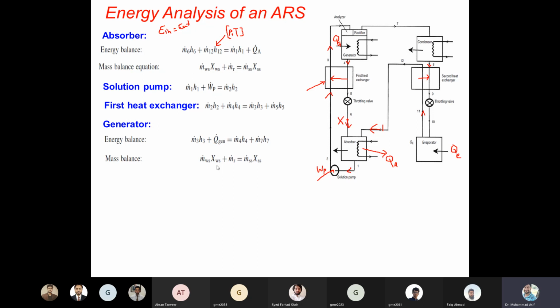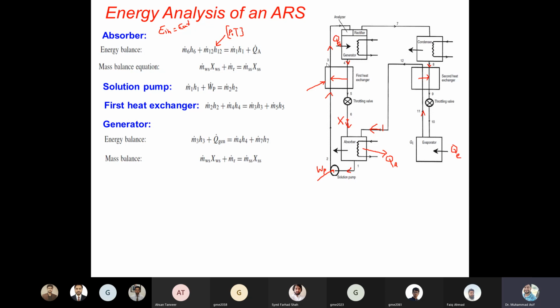And similarly, we can have the mass balance. So now forget about the heat. You only have to consider the streams for the mass balance. So how many streams are there? Just 3 streams. One of the streams is stream 3, which is coming in, and the 2 streams are leaving. So stream 7 is leaving and stream 4 is leaving.